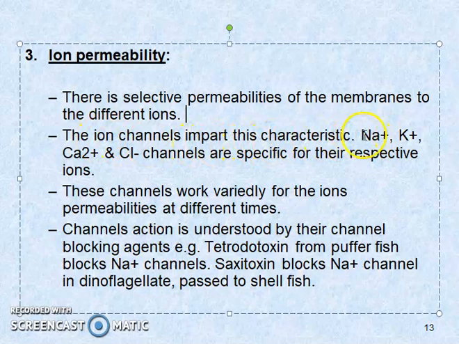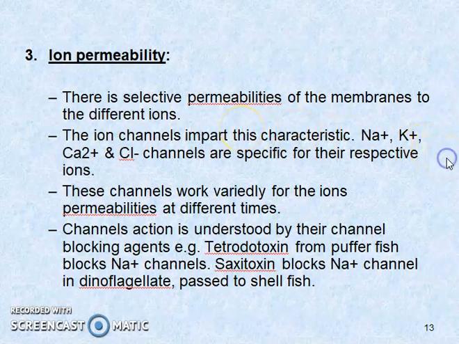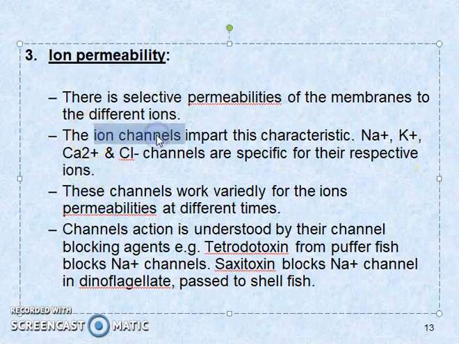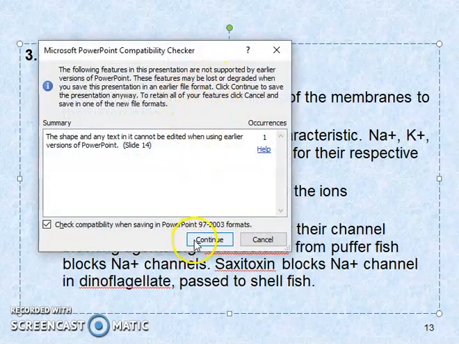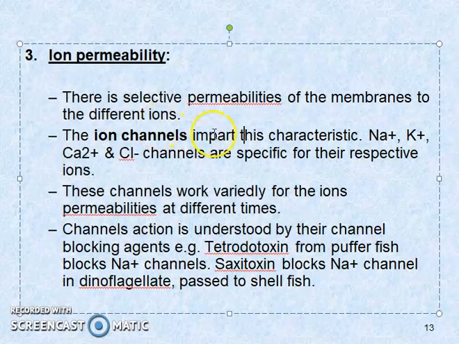Now, why does this difference happen? Because we know that the cell is covered by a membrane, the bilipid membrane, and these ions cannot directly move from one place to another, like outside and inside the cell. How do these ions move? They always need ion channels. So protein channels, the ion channels, are very important. This characteristic, that is permeability of the ions, is completely based upon the presence of ion channels. How many kinds of ion channels are present?